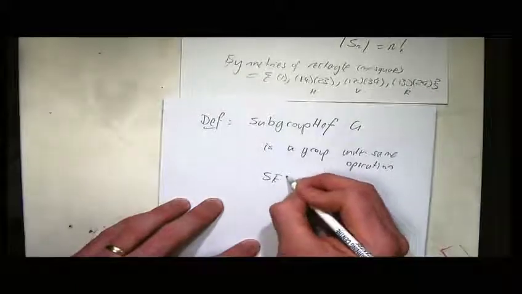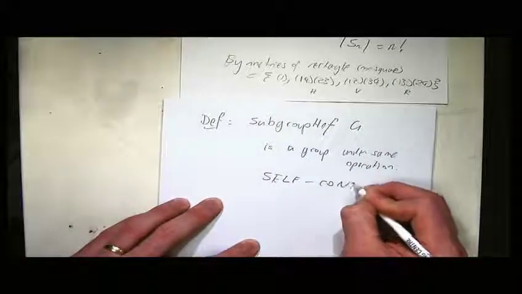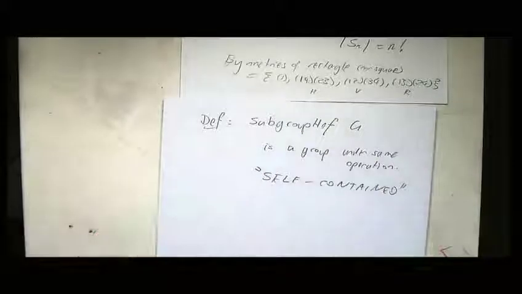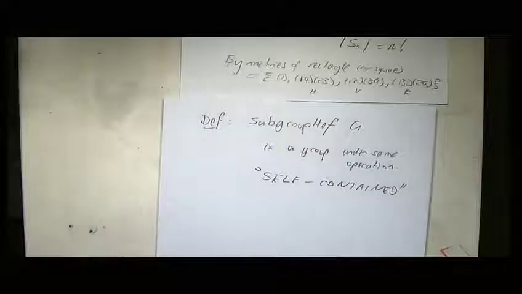So it's a group under the same operation, which basically means that everything's closed. You know, it's self-contained. The point I was trying to make about the symmetries of the rectangle is that from the beginning, your very first examples of groups were actually already subgroups of something else. Okay, so most groups that we could think of as examples are already subgroups of bigger groups. So it's not an alien idea.